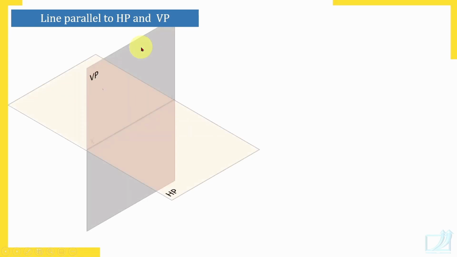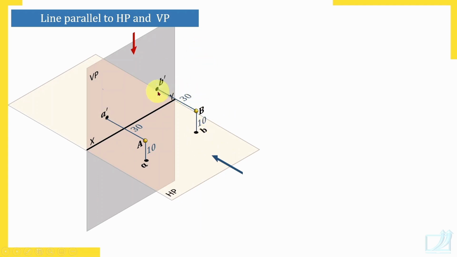Now we'll consider line which is parallel to HP and VP. Here it is point A in first quadrant, 10 millimeters above HP and 30 millimeters in front of VP. And there is one more point B. It's also at distance 10 mm from HP and 30 mm from VP. Now when you watch from top, below point A, you will get top view of point A, and when you watch from front, projection of point A, label it as A dash. Now similarly, top view of point B is here and front view of point B is here.